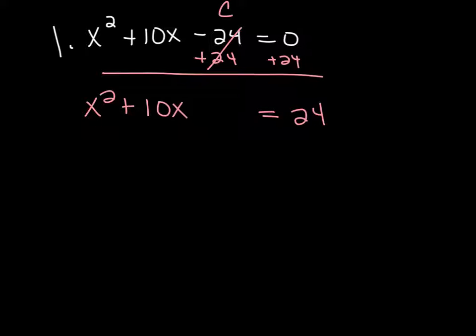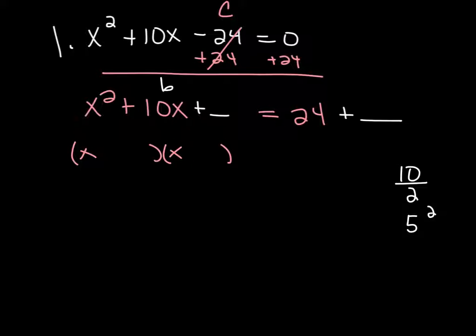And I can move on to the next step, which is finding that magic number that makes this side a perfect square trinomial. We want a perfect square trinomial, meaning that it breaks up into a binomial and a binomial, x and x, that are exactly the same. And the way that you get that value is you take the b term, and the b term in this case is 10. You take 10, you divide it by 2, obtaining 5, and then you square it, getting that magic number of 25.